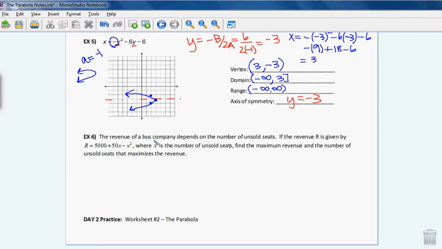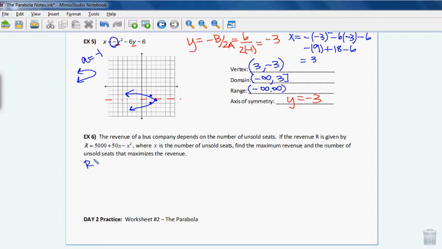So the revenue of a bus company depends on the number of unsold seats. If the revenue is given by this equation, then X is the number of unsold seats. We need to find the maximum revenue and the number of unsold seats that maximizes the revenue. So we need to figure out what X is. Once we have X, we can plug it in to figure out the revenue.